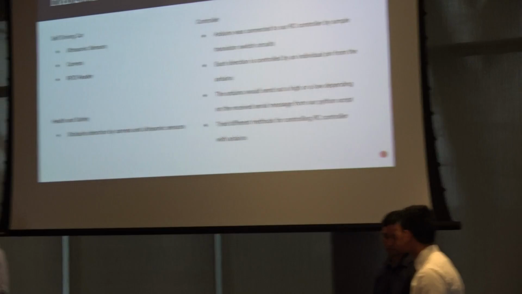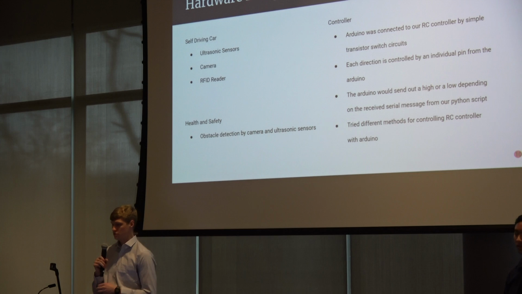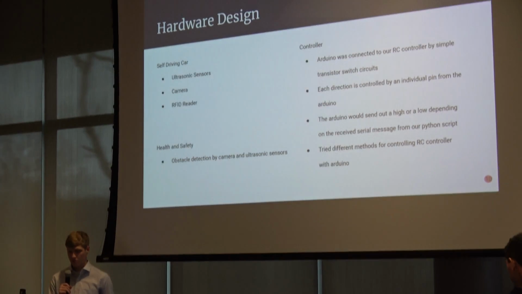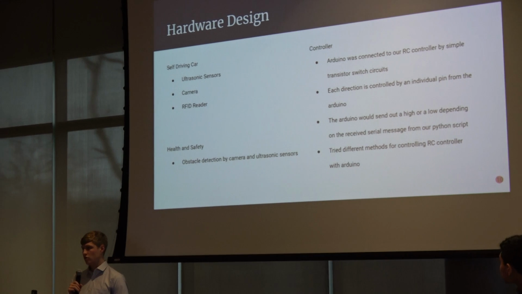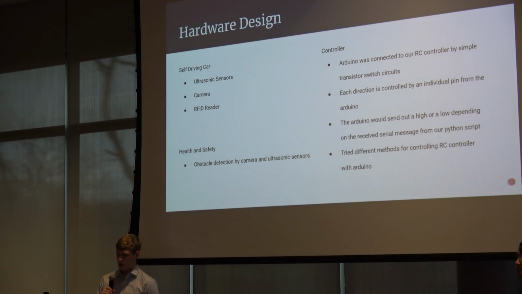So for our hardware design, we have two main components, which are our self-driving car and our RC controller. For our self-driving car, as I mentioned before, we have our ultrasonic sensors, our camera, and our RFID reader. This is all mounted to our Raspberry Pi. And then for the controller, we ran into a few issues getting the Arduino to control the RC controller. So our final solution was to have a simple transistor circuit. This would allow us to have each direction be controlled by an individual pin on our Arduino. The Arduino would just have to send a high or a low depending on what it received from our Python code. Among other methods we tried, we had a servo and a potentiometer, but that ended up not working, so we went with the transistor.